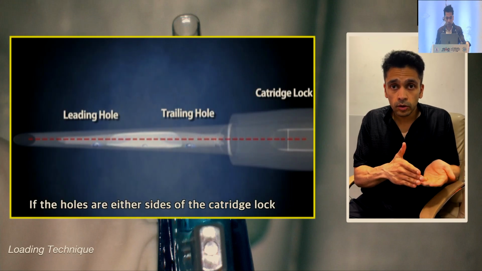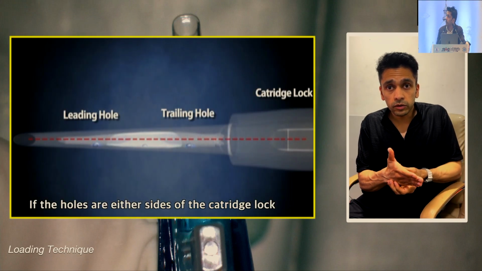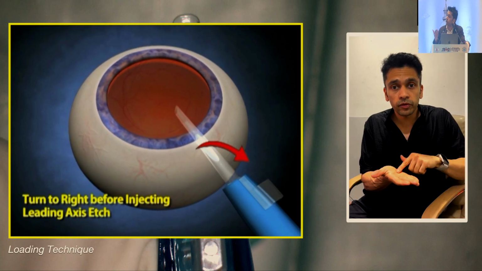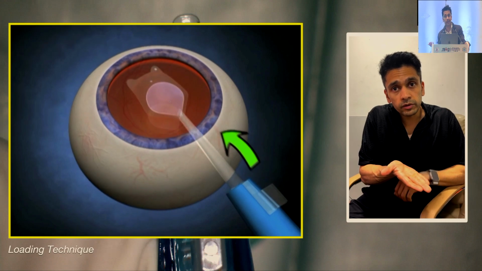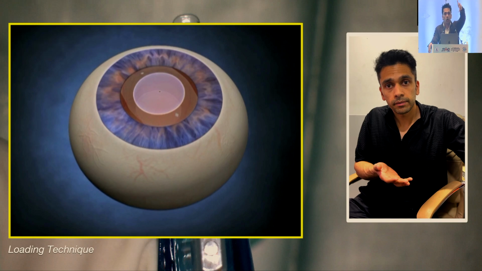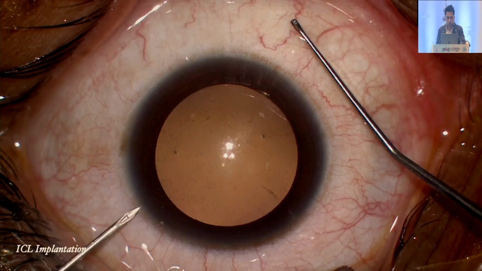The holes should face you at all points of time. That's the key idea here. So in case it's on the left, you actually turn the cartridge to the right and then inject. It avoids the complication of a flipped ICL. You will not have a flip in the ICL if your orientation holes are facing the microscope at all times. So just make sure, because it can twist while you're pulling through that hole.